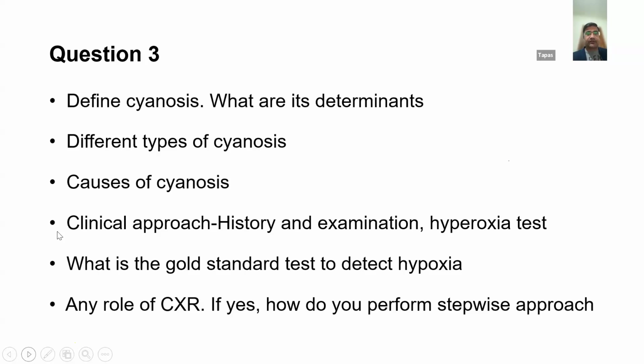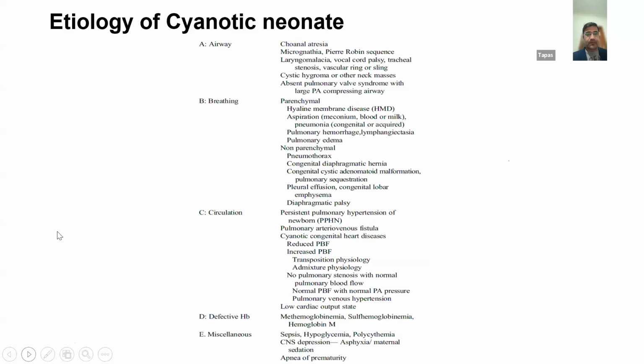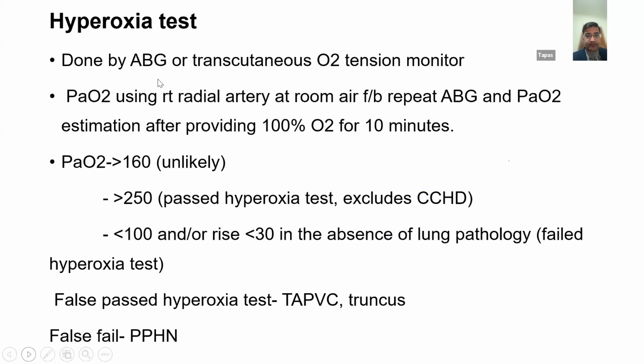So what is the gold standard test to detect hypoxia? ABG, correct. So any role of chest X-ray in babies with cyanotic heart disease? What all do you want to see in a chest X-ray? Okay. So Yusuf, next slide.